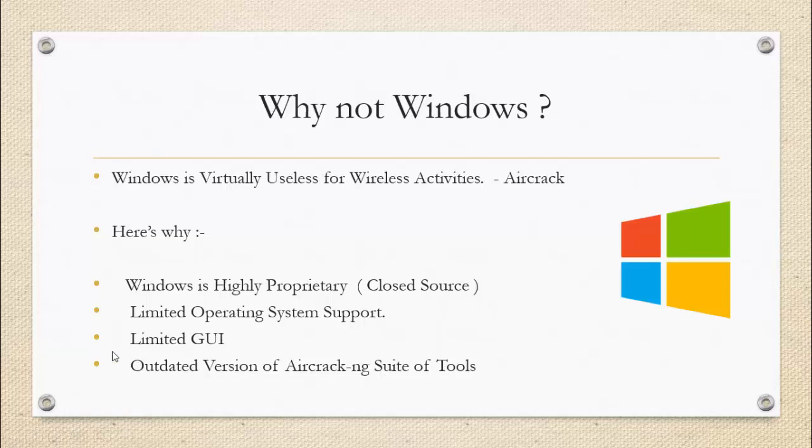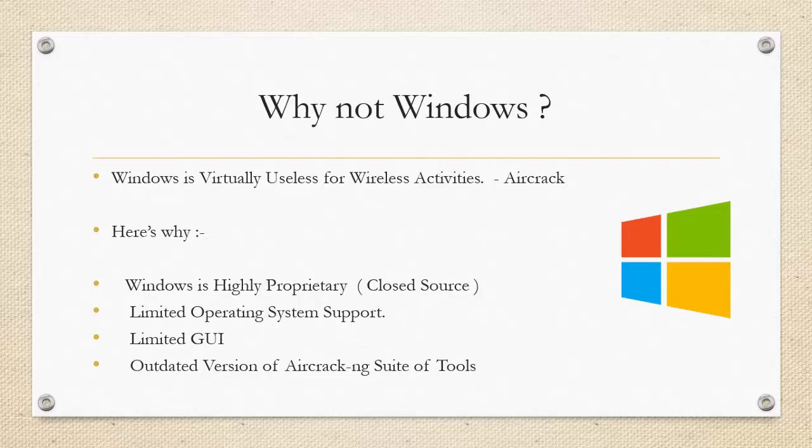One of the other reasons is the limited GUI. The Aircrack-ng suite is basically specific to the Linux command line, and it has a limited GUI interface. It is there for Windows, however, it does not work as efficiently as it does on Linux, and that is the reason why there is also an outdated version of the Aircrack-ng suite of tools for Windows as compared to Linux. All the latest updates of the Aircrack-ng suite come first on Linux, and then maybe after some months it comes on the Windows operating system.